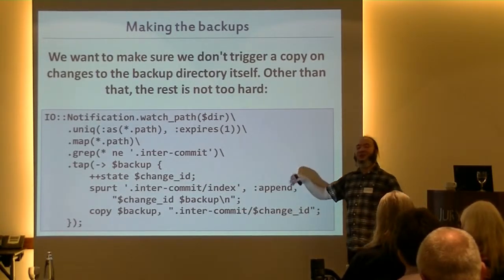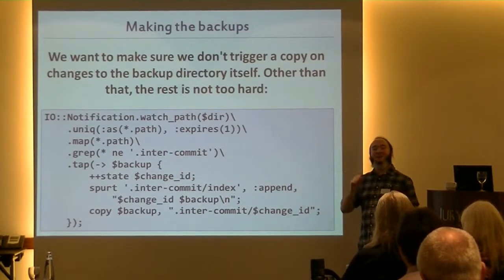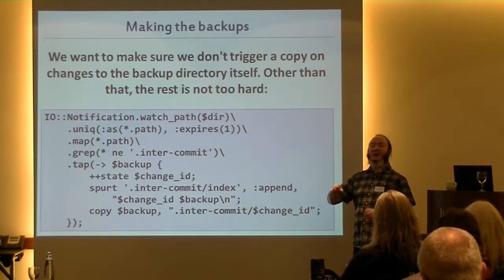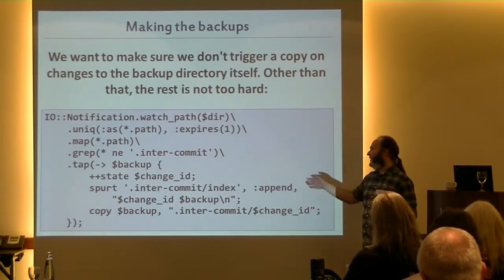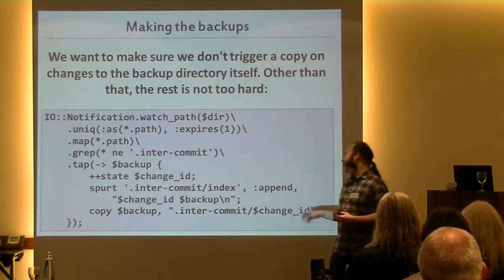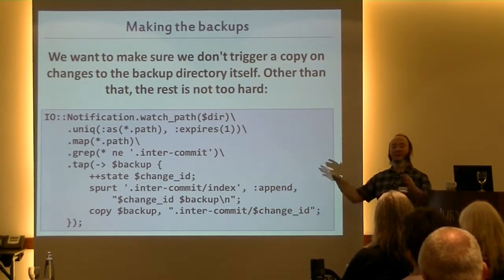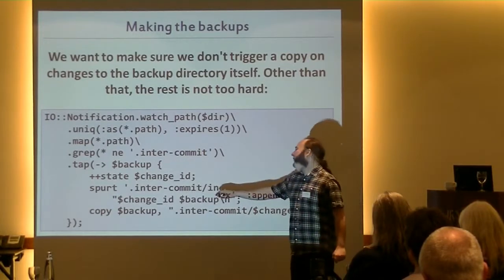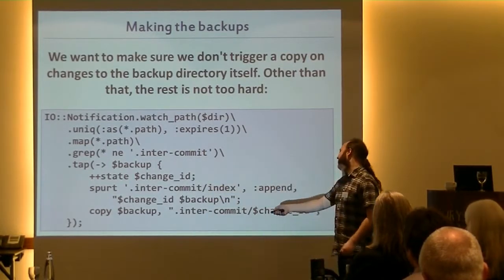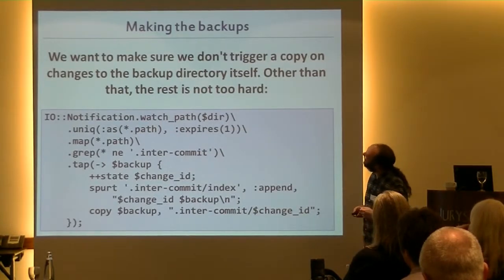What she didn't mention is that if you just say colon append, it's the same as passing append true, as a pair. So that's a nice way of actually just passing true off to something. And that means we can very easily just append single lines to a file. Okay, I like that. And then we'll just copy the file that we're backing up to that number in the backup directory, and we're done.